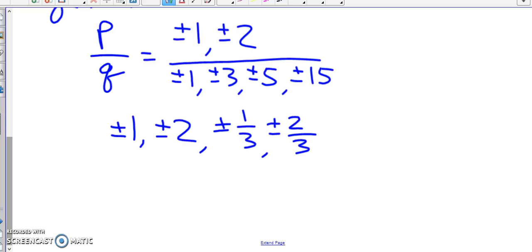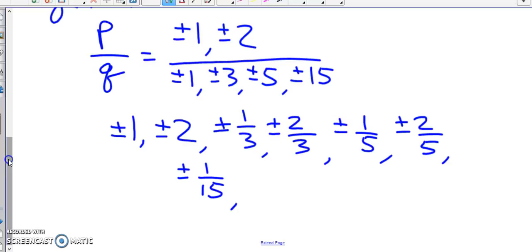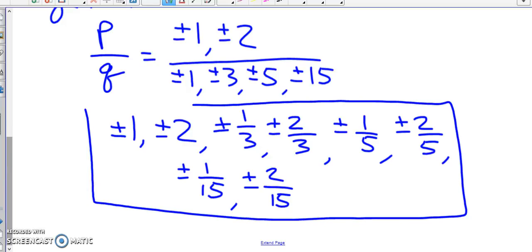Finish the list. What comes next? Yeah. Plus or minus 1/5, plus or minus 2/5. While that's a lengthy list, it's still a lot smaller than an infinitely long list.